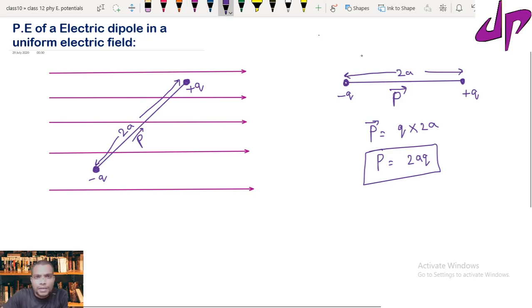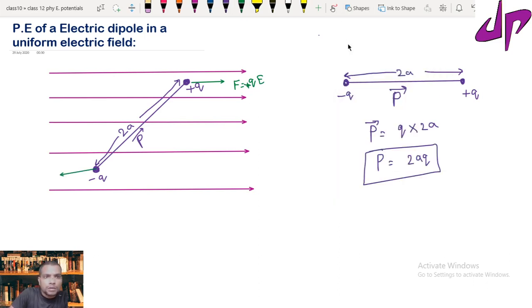So this electric field applies a force on both the positive charge and the negative charge. Since it is a positive charge, the force is along this direction. The force F equals the product of charge and electric field, positive qE, a positive value. Similarly for the negative charge, the force is in the opposite direction, so the force F equals minus qE.